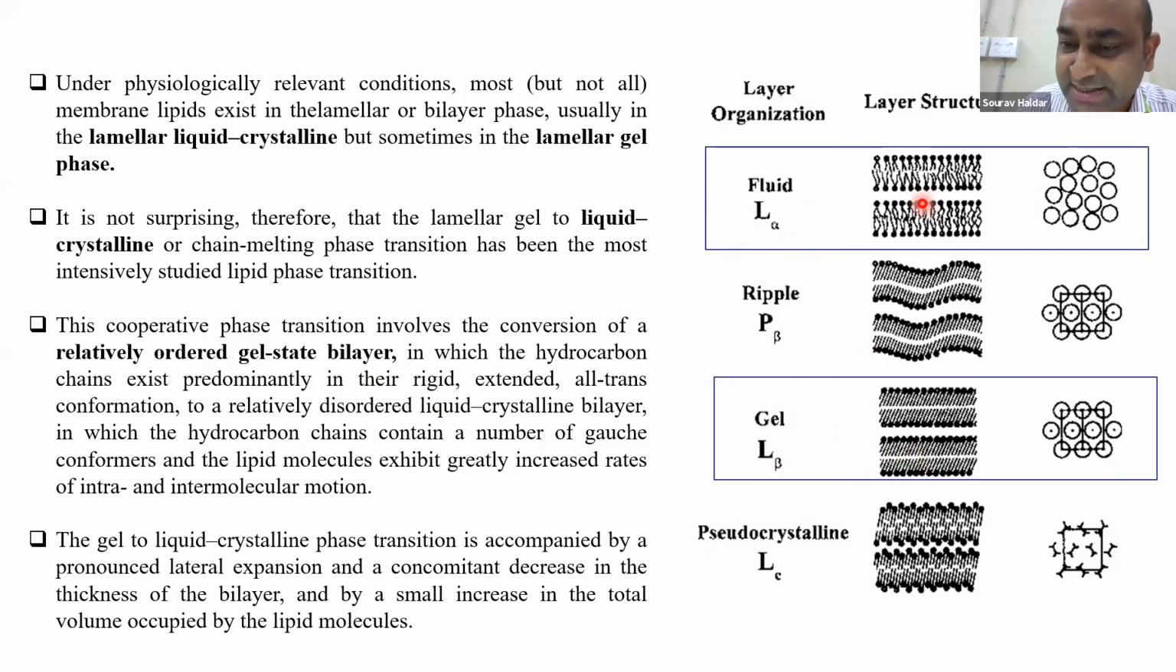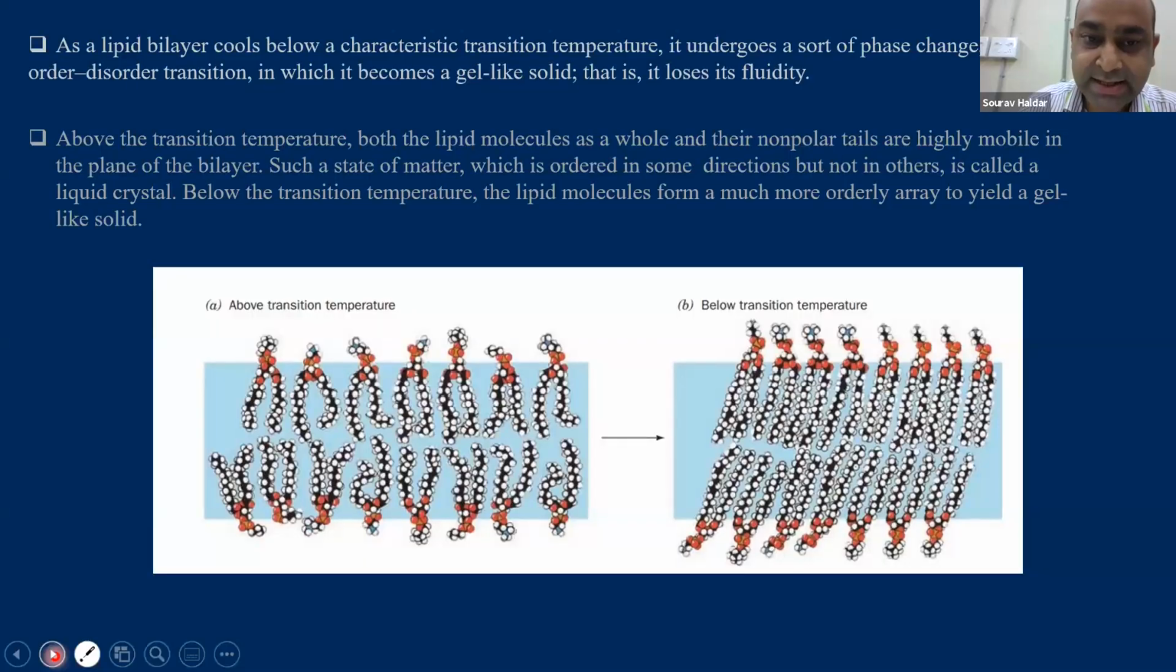So this transition between fluid and gel is also known as an order-disorder transition, and this is a thermodynamic phase transition. That's why it can be very easily captured by thermodynamic methods, for example DSC, differential scanning calorimetry. There are other methods as well to detect this phase transition in the bilayer. In subsequent classes, I'll discuss that briefly.